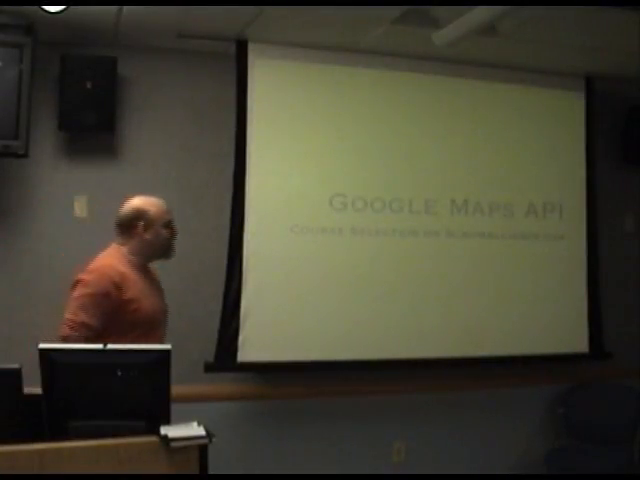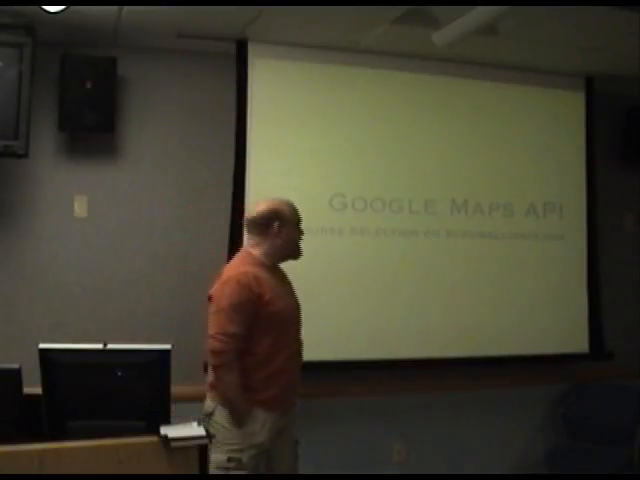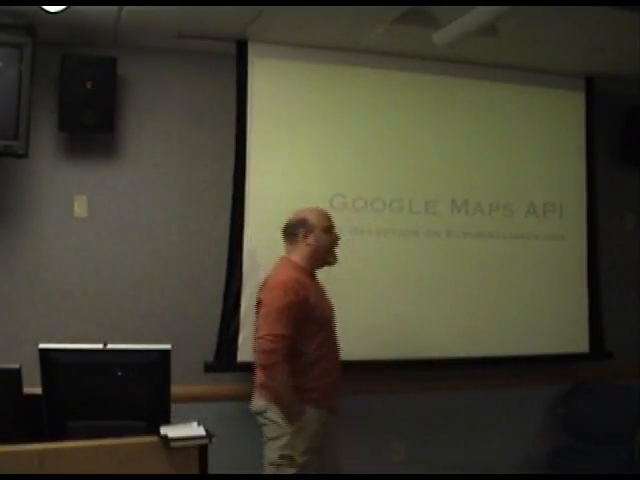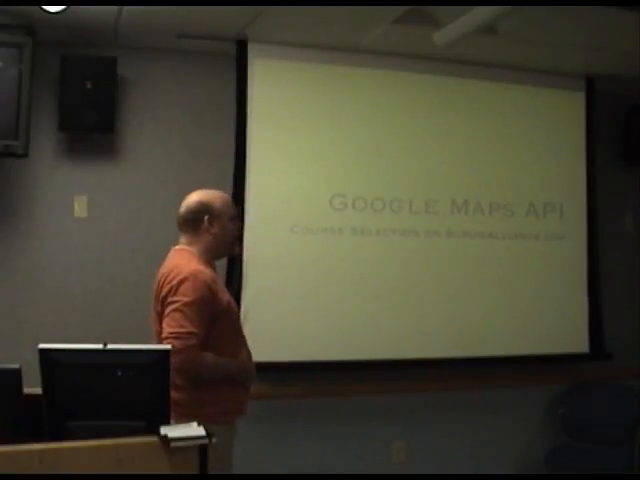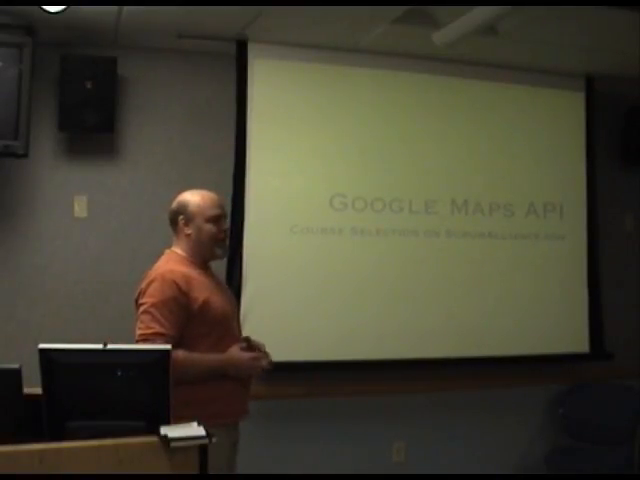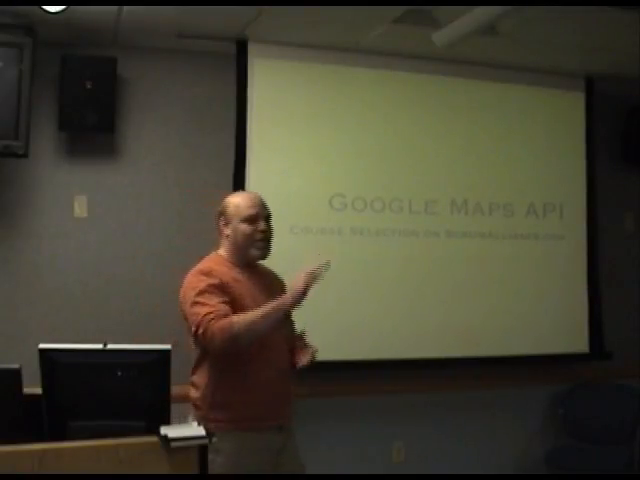Go. So I'm talking about Google Maps API and specifically about scrumalliance.com and our course selection page. And this is going to be in JavaScript.